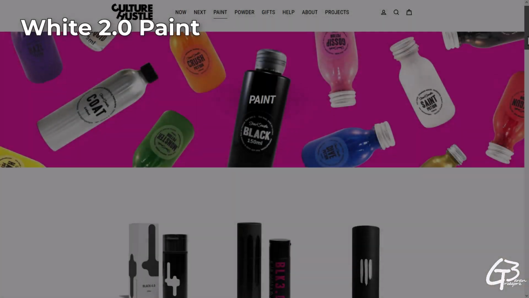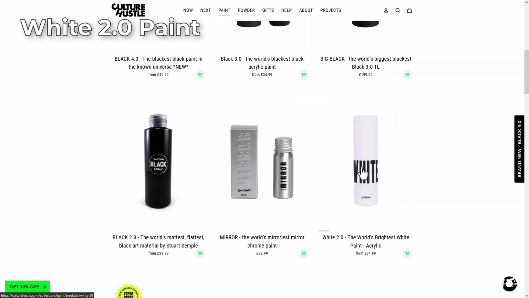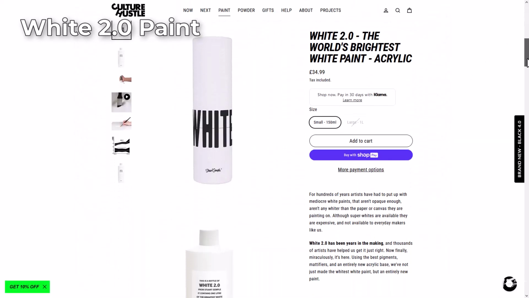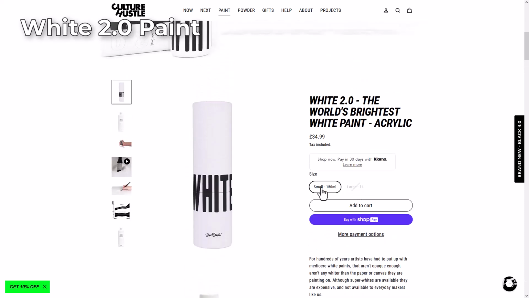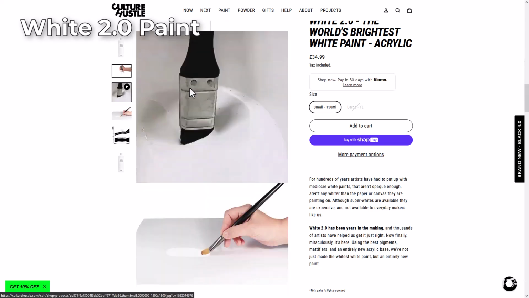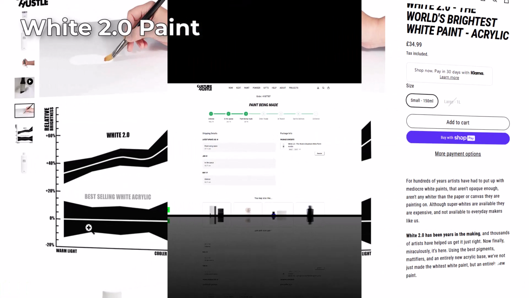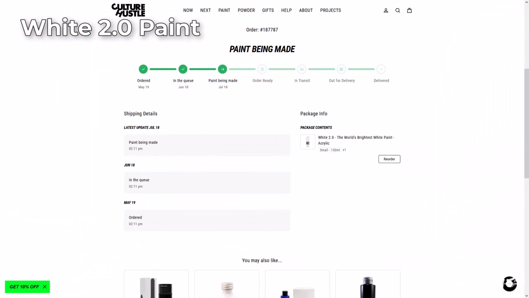I ordered White 2.0 paint from Culture Hustle, mostly because they claim it to be the whitest paint in the universe. Sadly, the delivery was delayed 6 months. While available in stock all this time, for some reason I couldn't get it. To compare, the Black 4.0 I ordered for my previous video arrived within a single week of purchase.